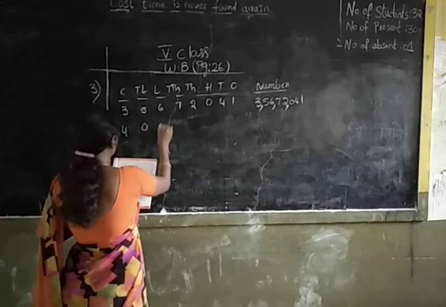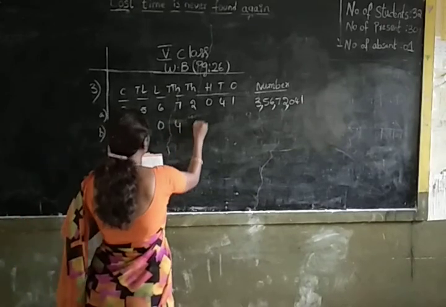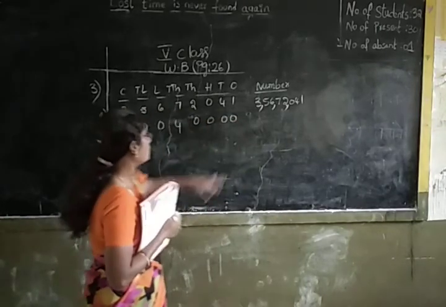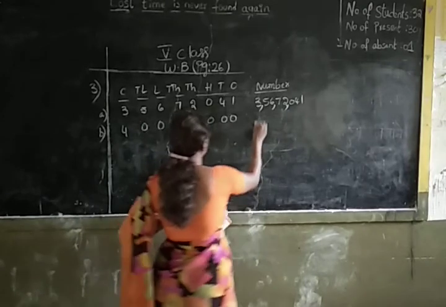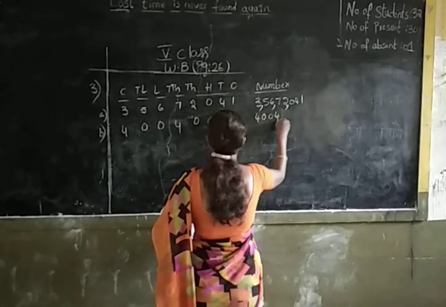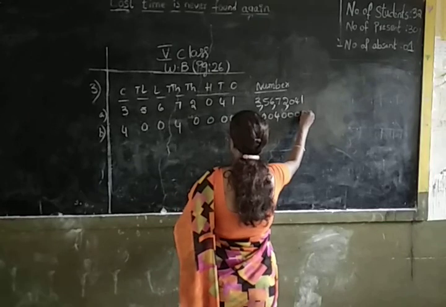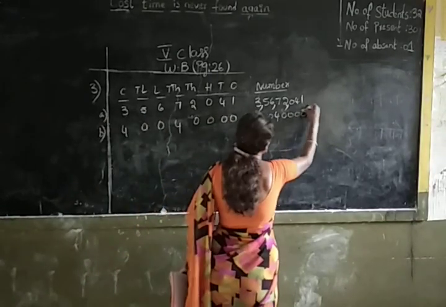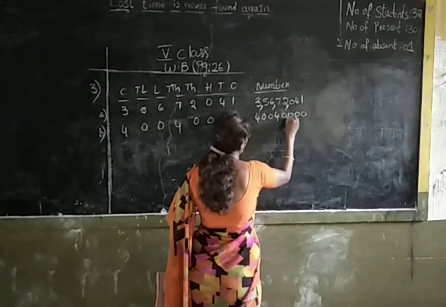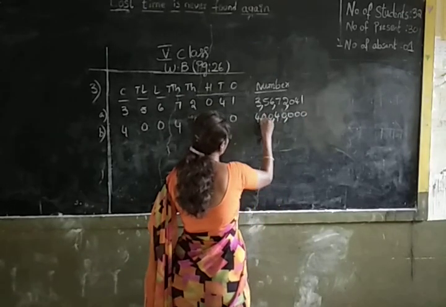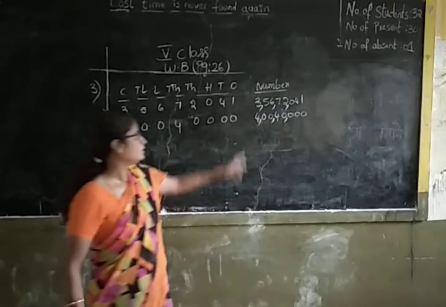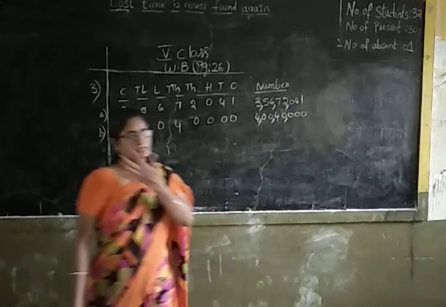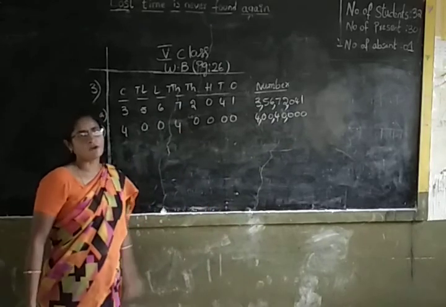4 0 0 4 0 0 0 0. Now you have to compose this number. First write down the number. After writing the number, you have to place the commas according to the Indian place value system, after 3 numbers, after 2 numbers. So how will you read this number? 4 crores 40,000. This is the way of composing the numbers.